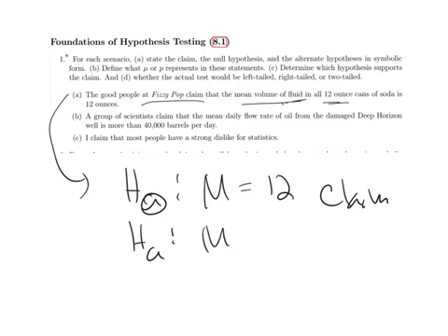Now, we don't know whether it's right-tailed or left-tailed, like too much or too little. We're just going to say not equal to. So in that case, that's a two-tailed test. Okay, then what happens if we reject H0?